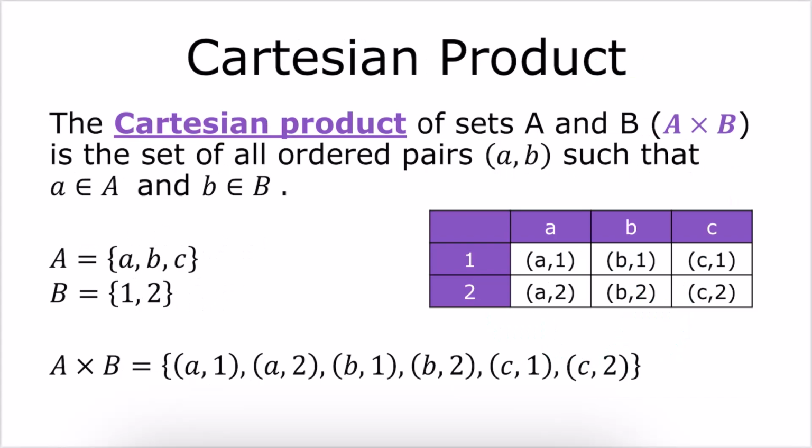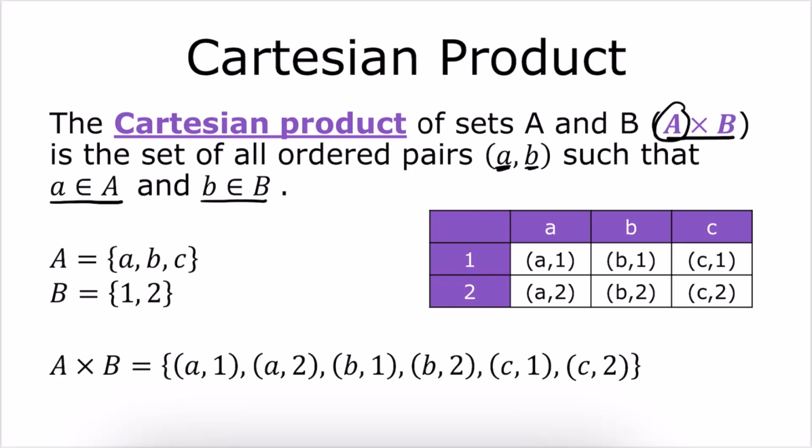And then the last type of operation we're going to look at today is the Cartesian product. So the Cartesian product of sets A and B, which we write as A cross B, is going to be the set of all the ordered pairs such that the first part of the ordered pair is an element of the first set. So since we're doing A cross B, that means any element that's in the set A is going to be the first part of the ordered pair, and then the second part will be an element of the second set.